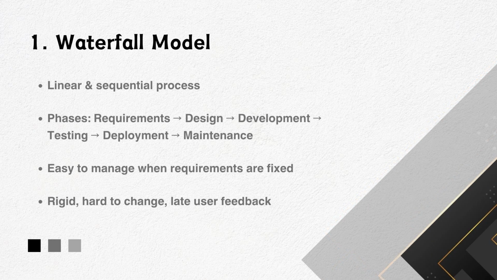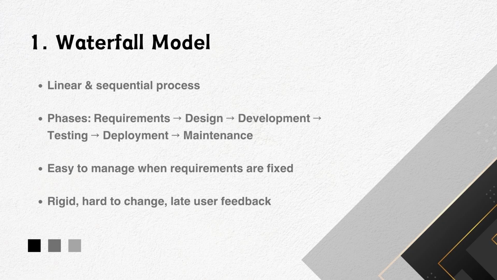1. Waterfall model. The waterfall model is the oldest and most well-known approach in software development. You can think of it like a straight line. Each phase must be completed before moving to the next one. The phases usually include requirements gathering, system design, development, testing, deployment, maintenance. For example, in waterfall, all requirements have to be completely defined before design begins. Similarly, design must be finished before coding starts.